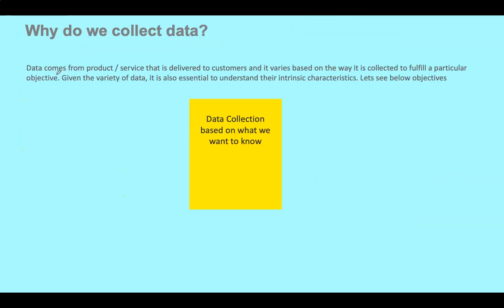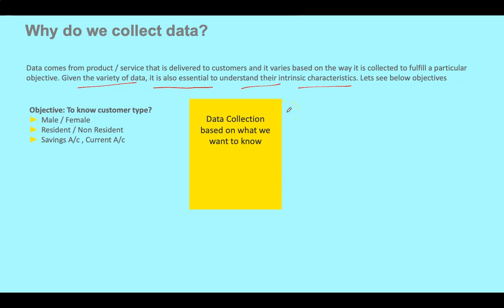Moving further, as I said, why do we collect data? Data comes from products and services that are delivered to customers, and it varies based on the way it is collected to fulfill a particular objective. Given the variety of data, it is also essential to understand their intrinsic characteristics. So data collection on what we want to know is based on objective.